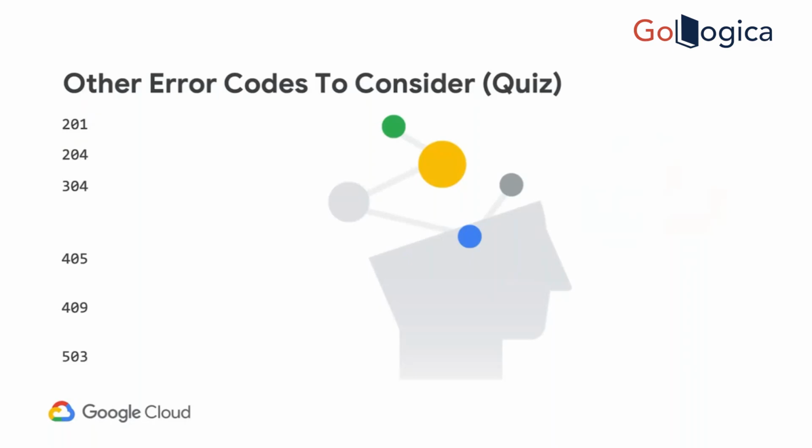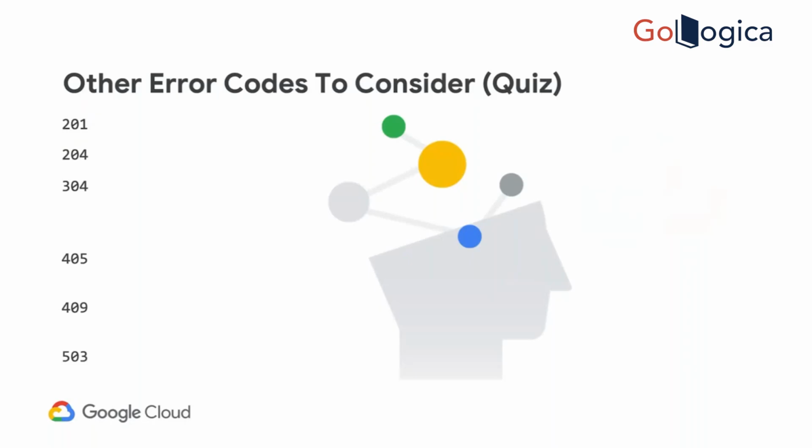Now 304 is not modified. When the client makes a call to the server using an If-Modified-Since header, and the response is not modified from the last time, then the server can provide a 304 response status with not modified.